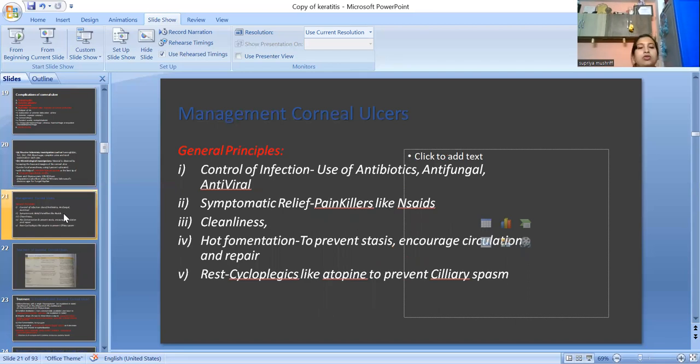Management of corneal ulcer includes general principles, which include control of infection, use of antibiotics and antifungal or antiviral agents. Symptomatic relief can be given with painkillers like NSAIDs, cleanliness, hot fomentation to promote circulation and repair, and cycloplegics like atropine to prevent ciliary spasm.